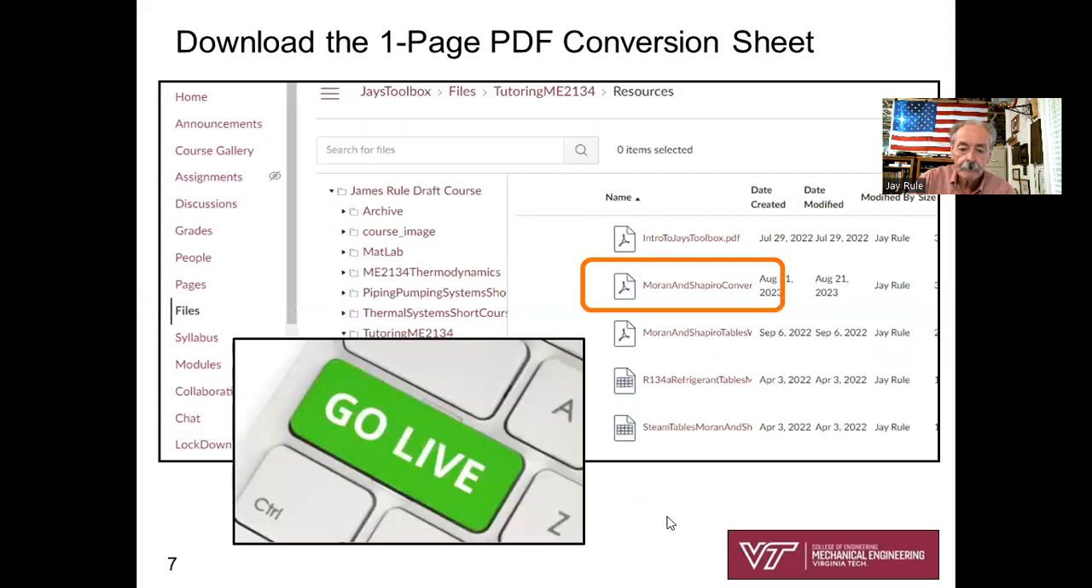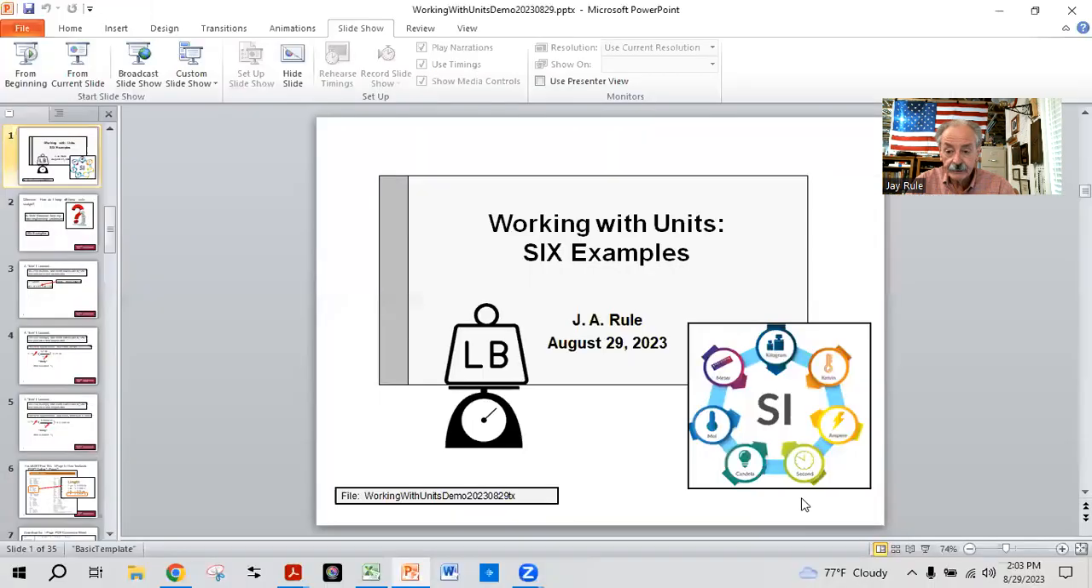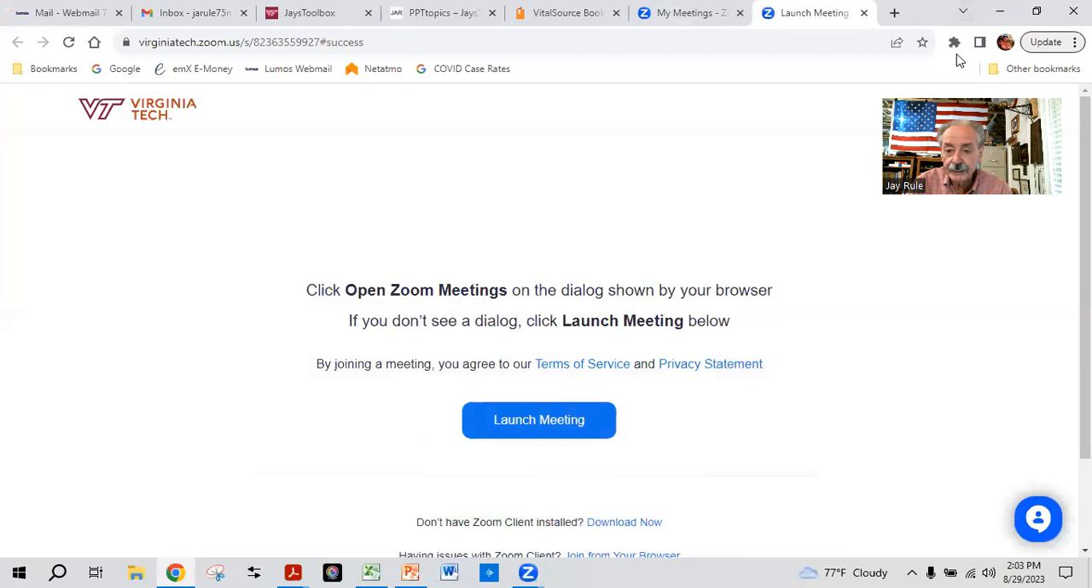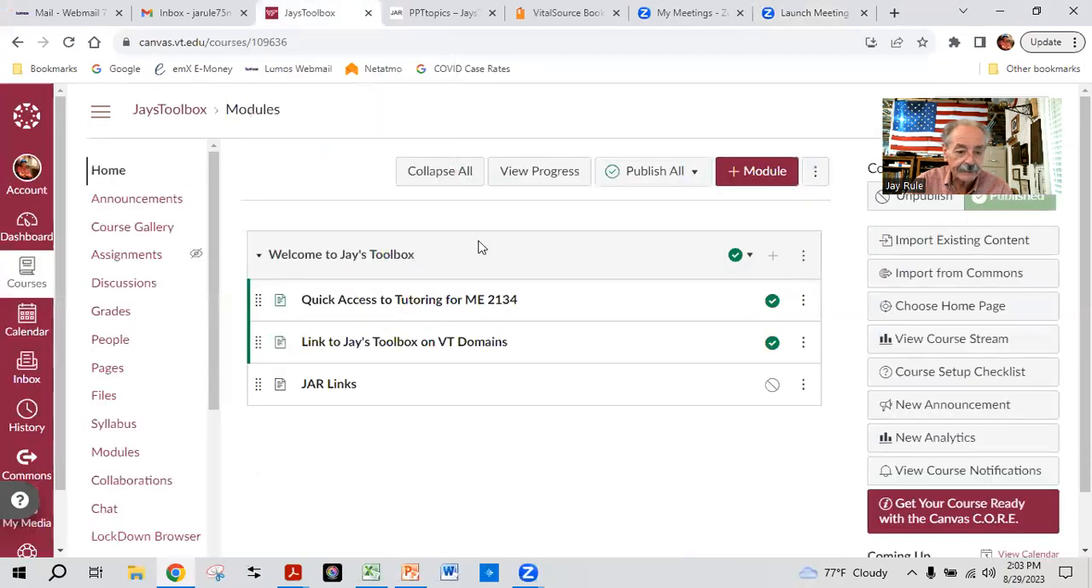Now, I'm going to show you, I have posted my one-page PDF file of that one page on my Jay's Toolbox Canvas site. So let me go live. I'm going to hit escape. I'm going to minimize, and I'm going to go to Jay's Toolbox Canvas site. Here we are. I'm going to show you how to access it, and you just download this file and hold it for yourself.